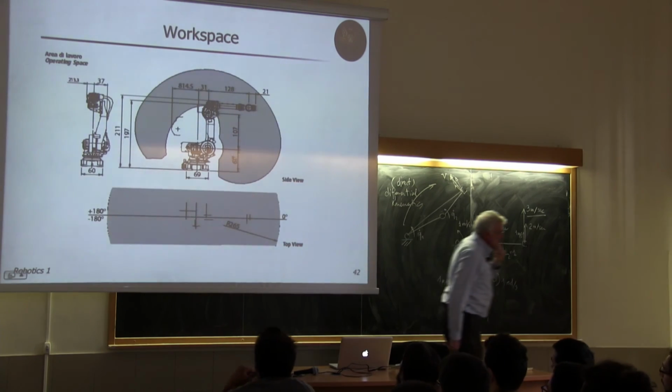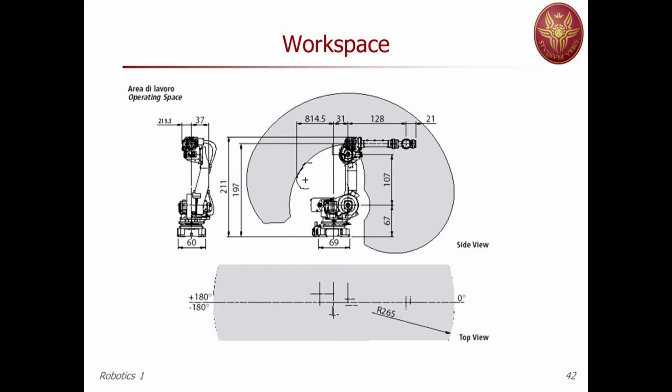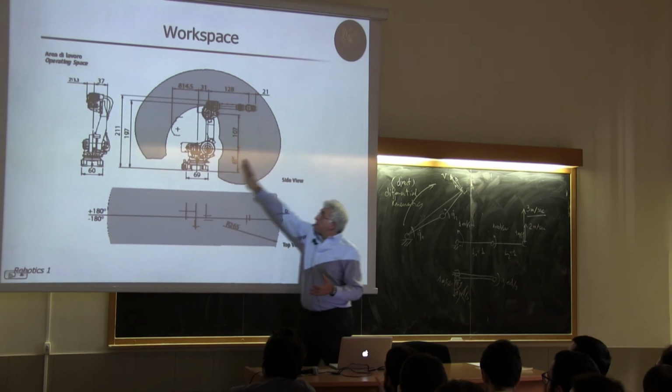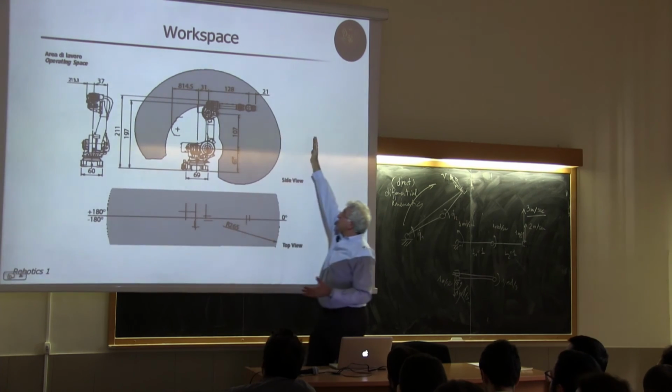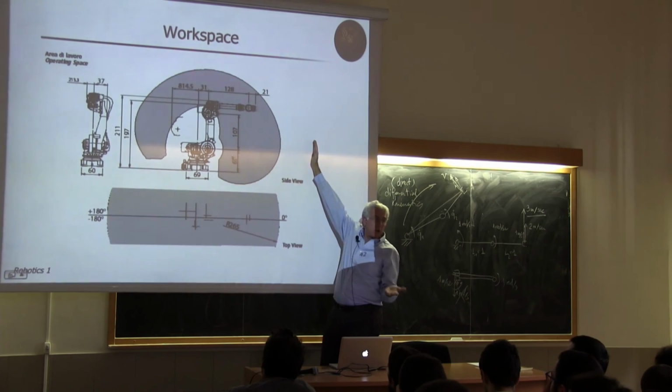Good. So another thing that we can do, and you can find in the data sheet, is pictures like this, which characterize the workspace of this robot. And this is just a side view or top view projection of an object which is three-dimensional, which is the collection of all points that can be reached by the end effector. Okay? And you can see that, of course, this will be limited from the base, so you cannot go there because your links are not long enough.